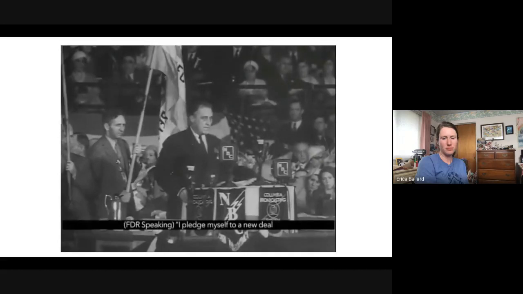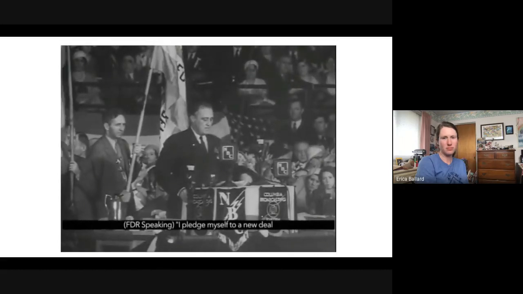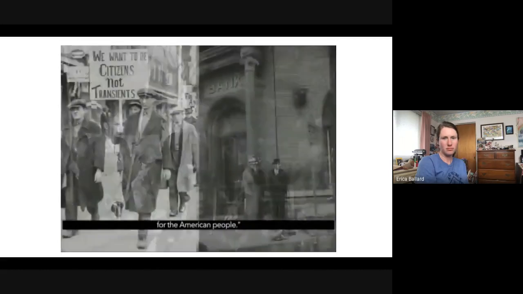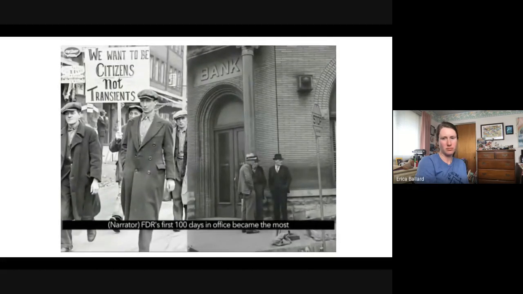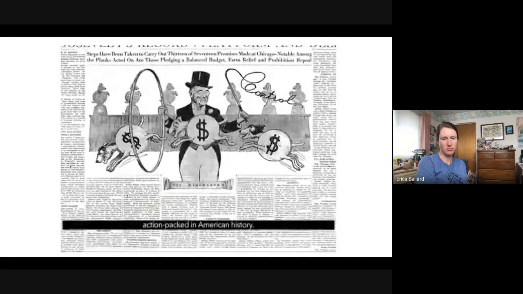I pledge myself to a new deal for the American people. FDR's first 100 days in office became the most action-packed in American history.